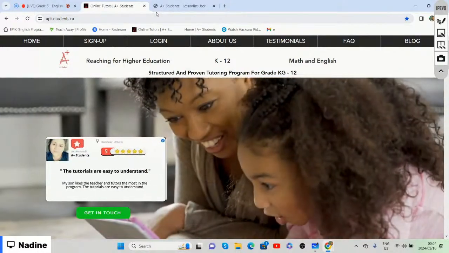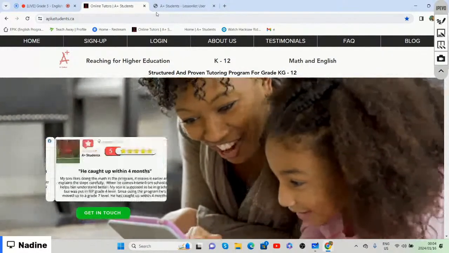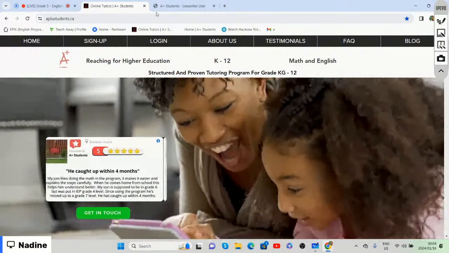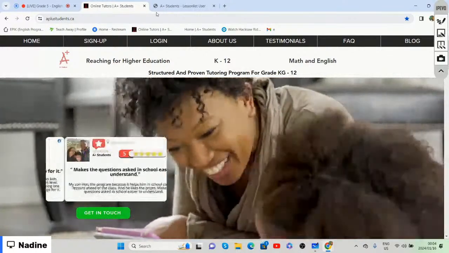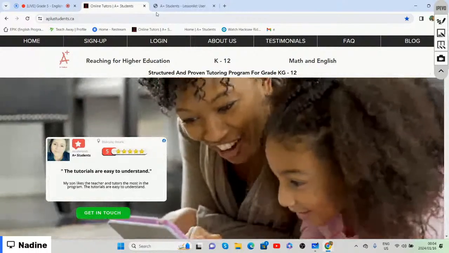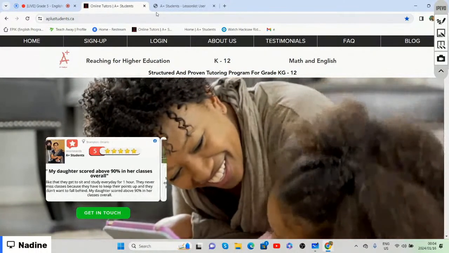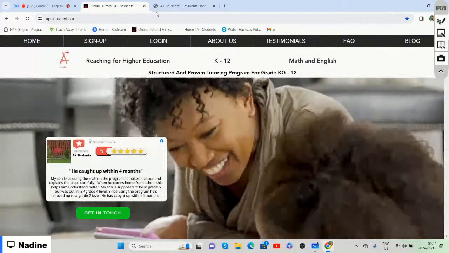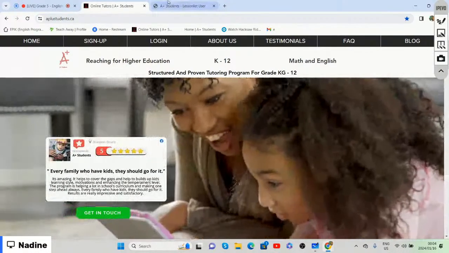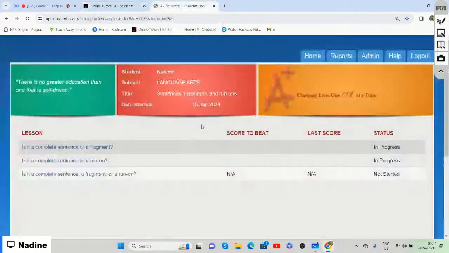then we're going to select the subject of language arts, grade 5. And once you have selected the subject of language arts, grade 5, then you're going to scroll down until you get to the chapter of sentences, fragments, and run-ons.